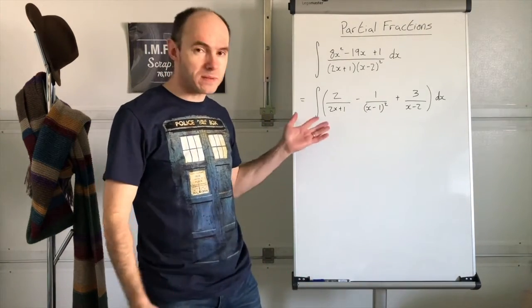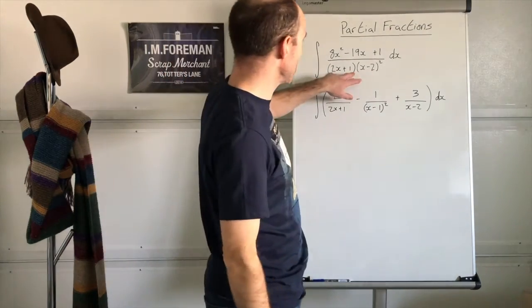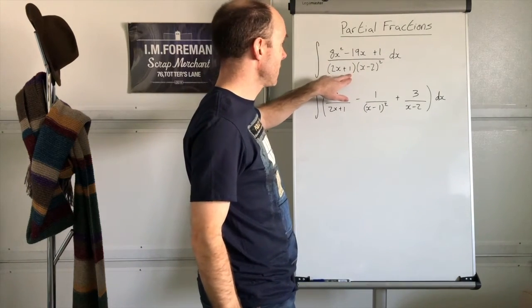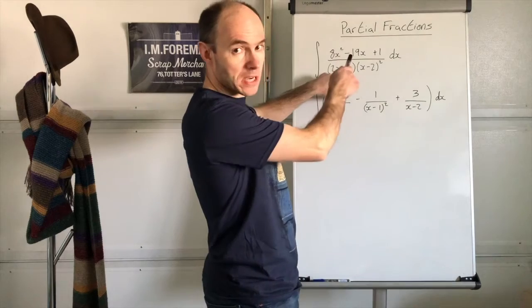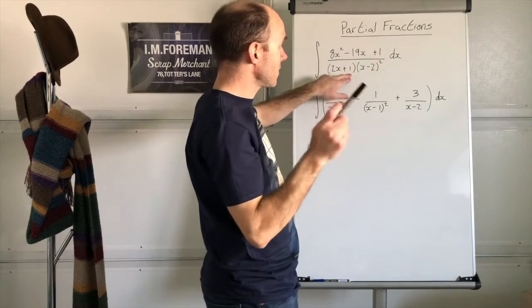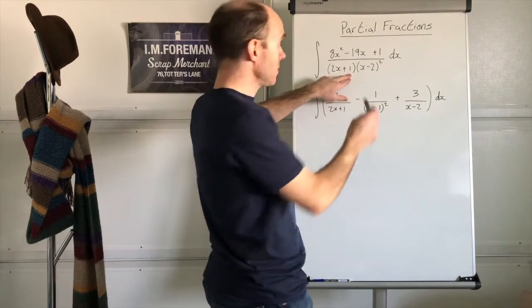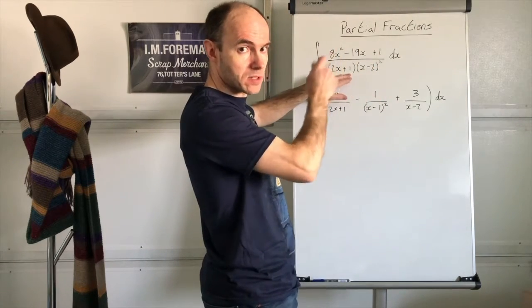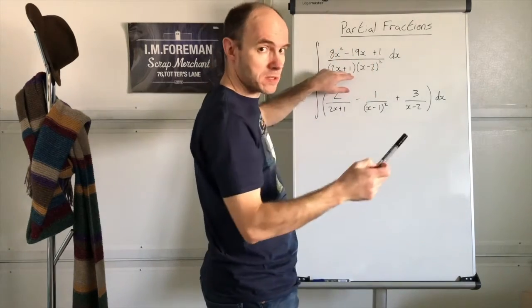This is example 20, part B. All right, so here's the question: 8x squared minus 19x plus 1 over this. So partial fractions again. And the thing is, as I said in the previous video, when you can factorise the denominator into linear terms like this, then it's always partial fractions.